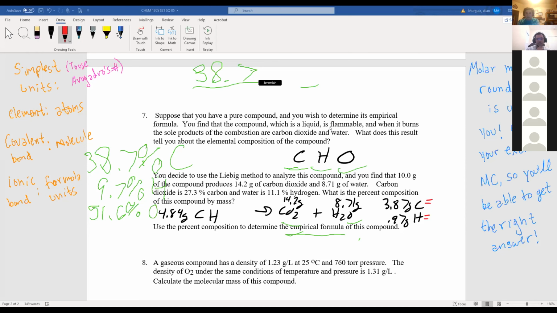For carbon, what would it be? 12.01. And then for hydrogen, I just like to do each one individually. 1.01. And then for oxygen, 16. Okay, so how much do we have for carbon?